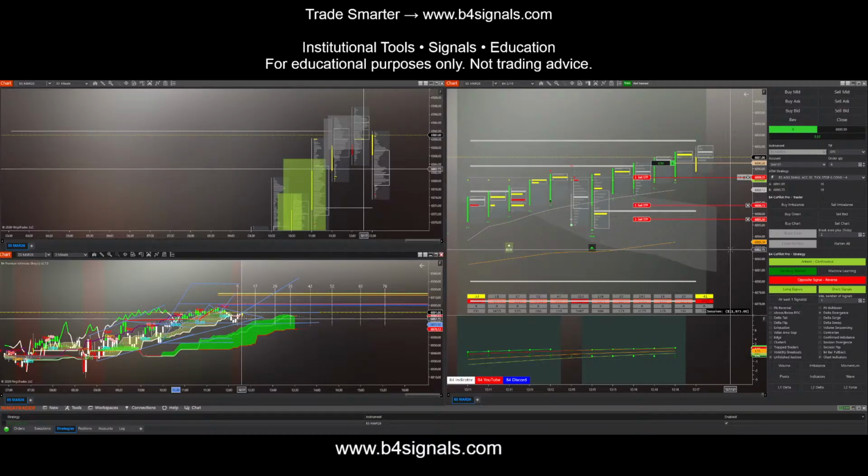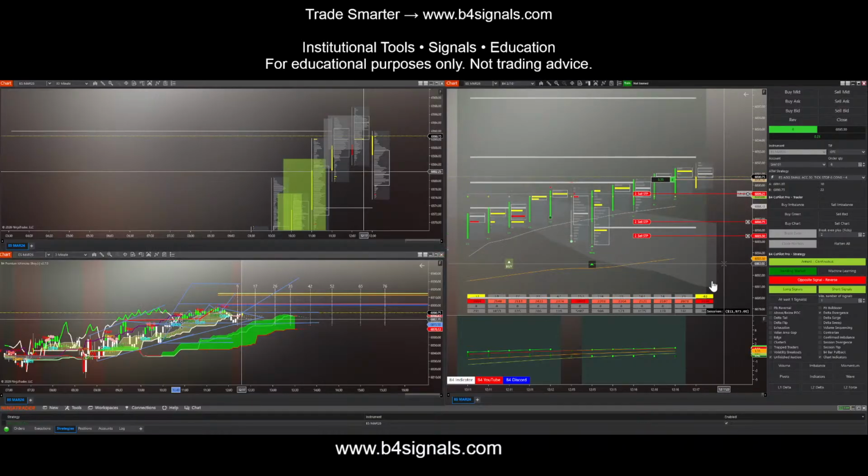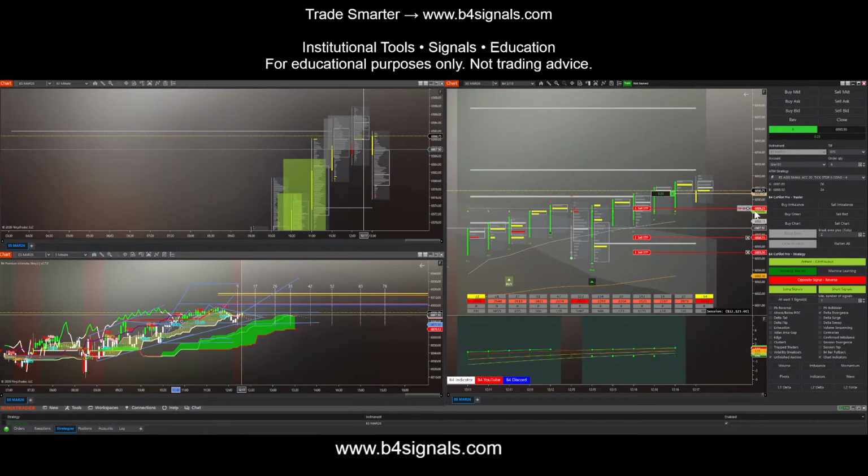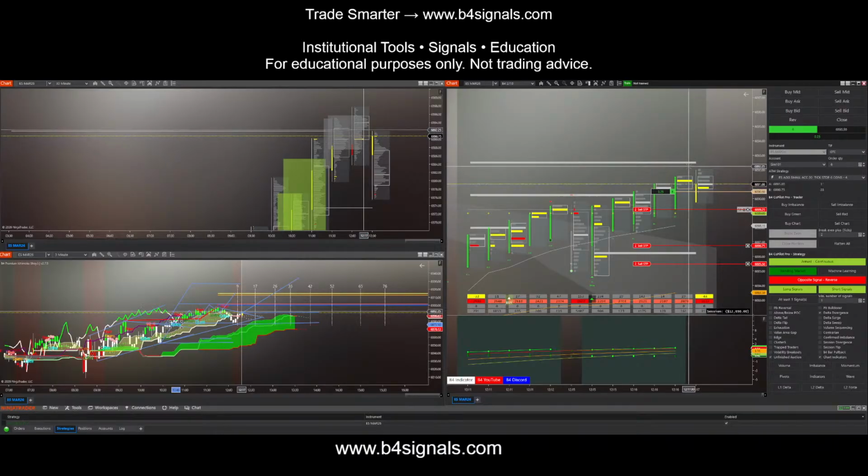How does that look here? We're almost at the top of the move. Likely to stop out there.